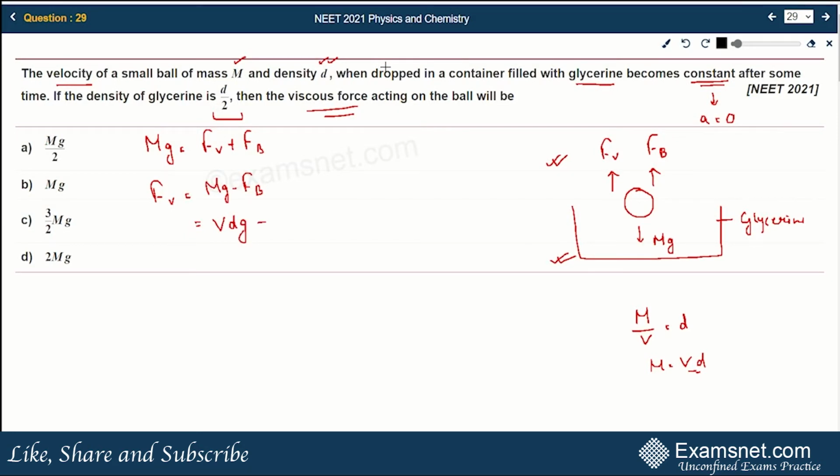Minus what will be the buoyant force? It will be equal to the volume of the glycerine into density of the glycerine into acceleration due to gravity. So volume of the glycerine will be same as that of the ball, into density of the glycerine is given as d by 2, so into d by 2 into acceleration due to gravity, right? So here we'll get half VdG, and volume into density is what? Mass. So here we can put mass again, so half mg, that means mg by 2. So out of the given options, first one will be the correct one. Got it?